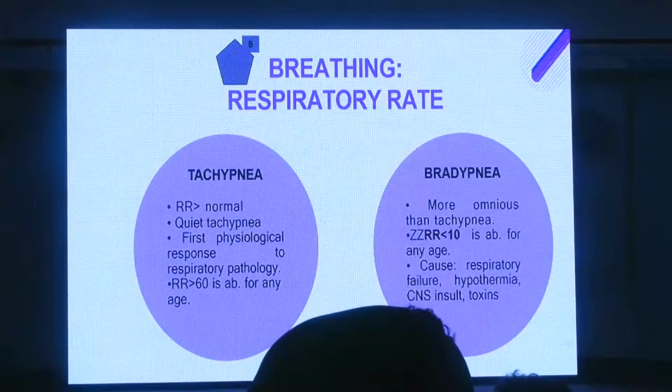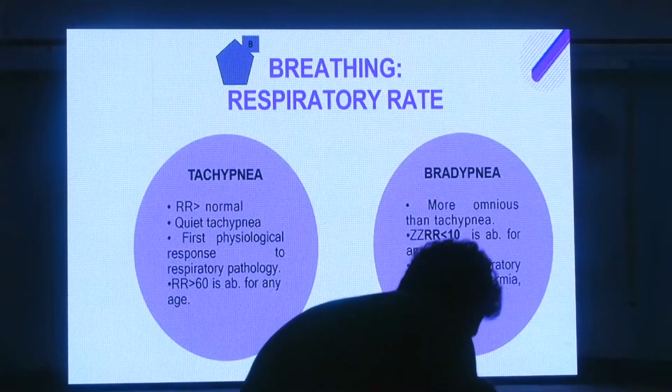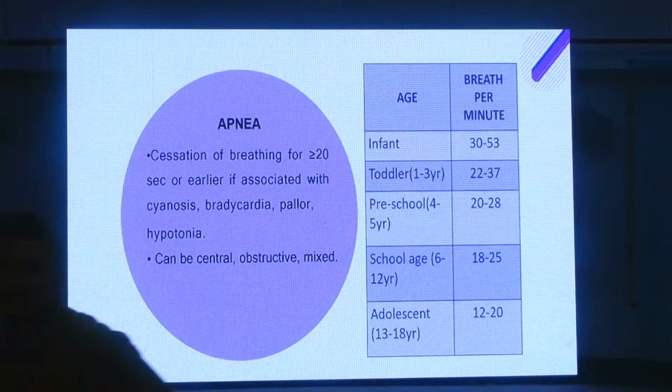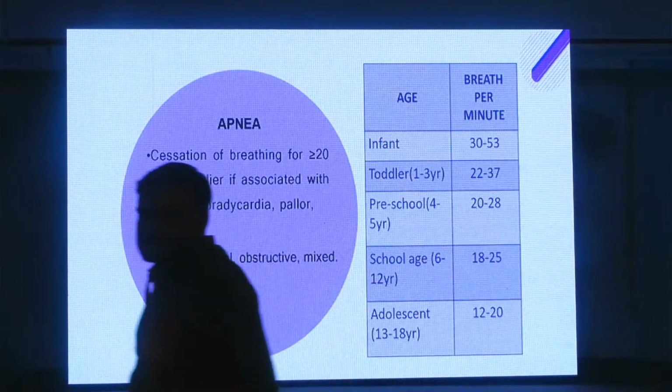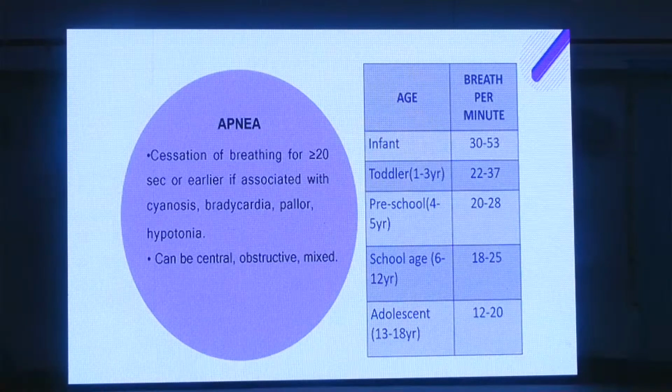Okay. Normally in infants, respiratory rate will be around 30 to 53. And toddler means 1 to 3 year, it will be around 22 to 37. In preschool, it's around 20 to 28. In school going age, 6 to 12 years, it's around 18 to 25. Adolescents, 13 to 18, it's about 12 to 20 respirations per minute.